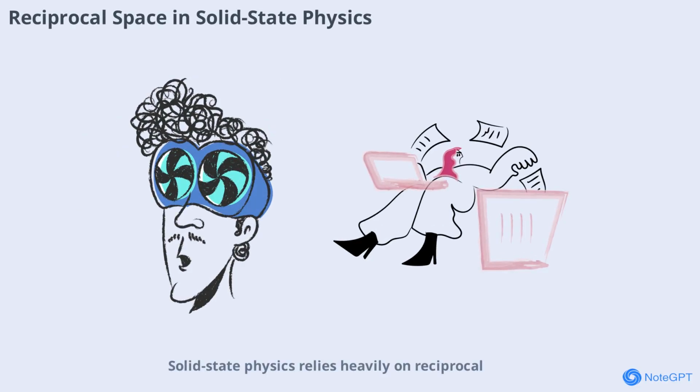Solid-state physics relies heavily on reciprocal space to understand the behavior of electrons, phonons, and other quasiparticles in crystals. By mapping energy bands and dispersion relations in reciprocal space, scientists can predict electrical, thermal, and optical properties. This knowledge is essential for designing new electronic devices and for advancing our understanding of fundamental physics.